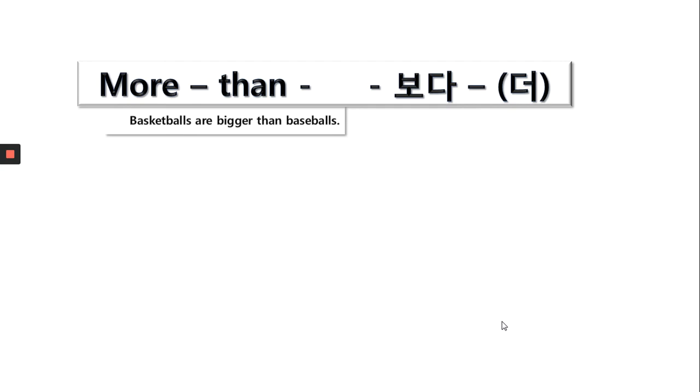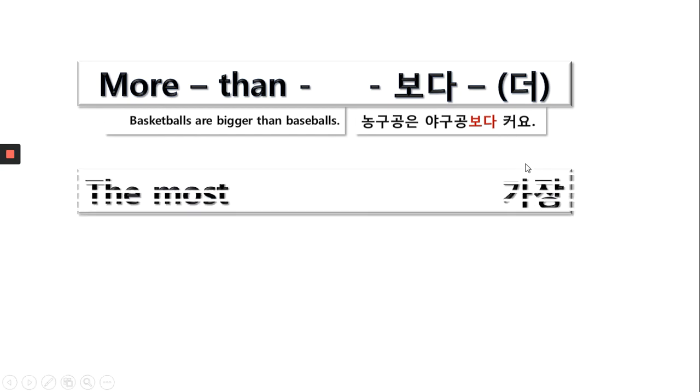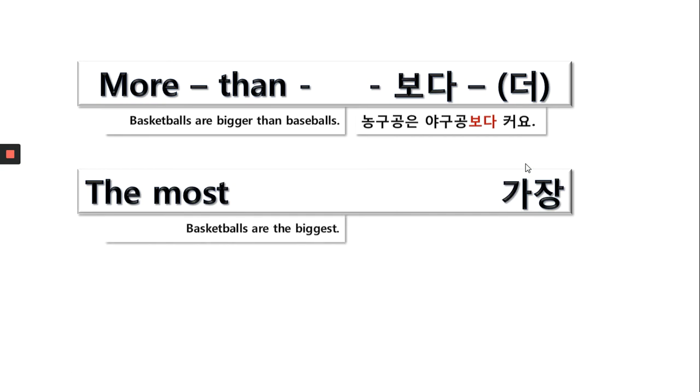Basketballs are bigger than baseballs. 농구공은 야구공보다 커요, or 더 커요. 더 is optional. The most, 가장. Basketballs are the biggest ball, right? 농구공은 가장 커요. 보다 커요, 가장 커요.